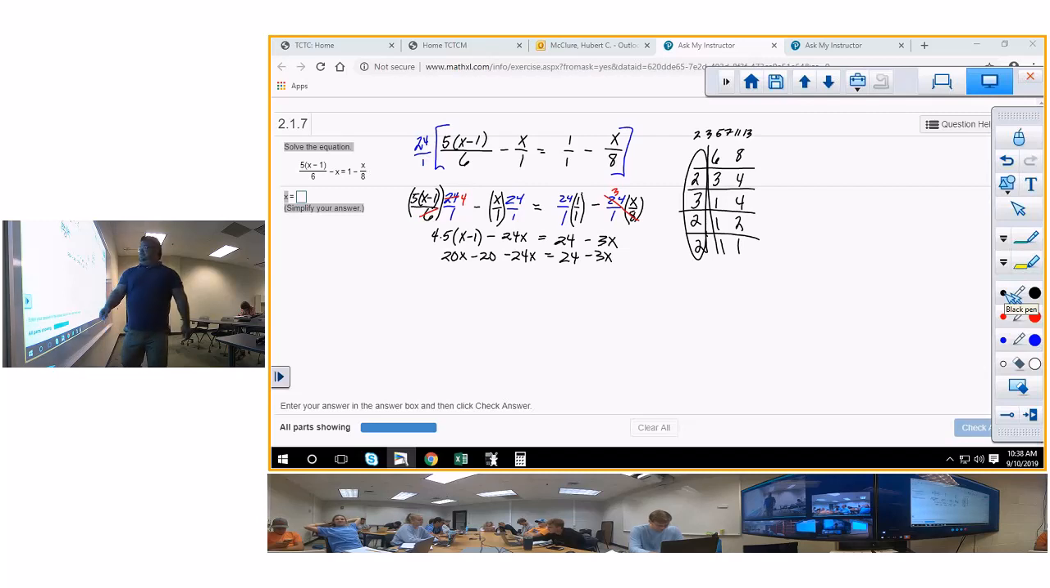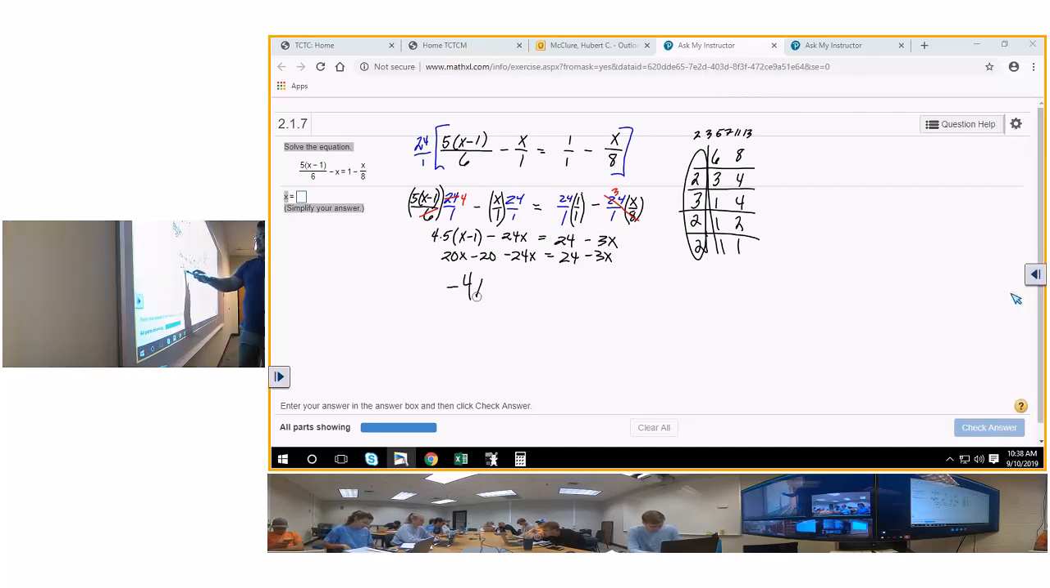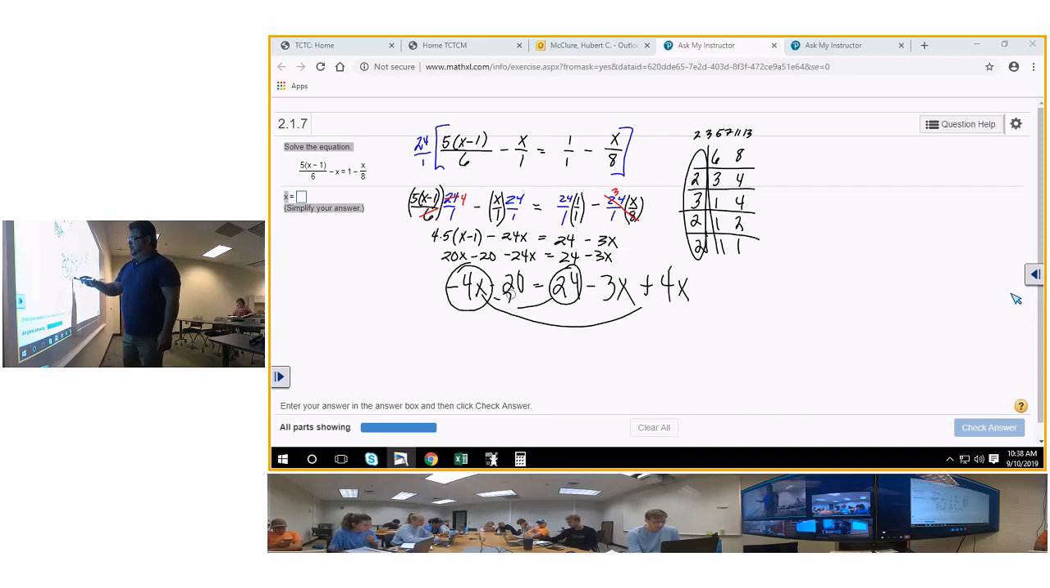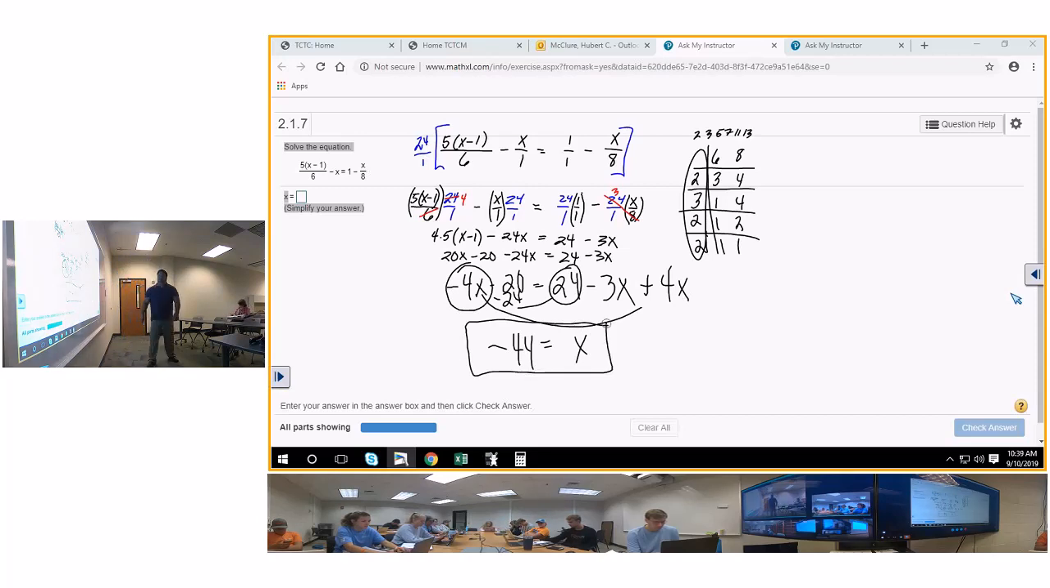All right. So 20 minus 24 is minus 4x. Minus 20 is equal to 24 minus what? 3x. Bring the 4x across the river. Bring the 24 minus 24. Minus 44 is equal to x. Okay. Always try to keep the variable positive.